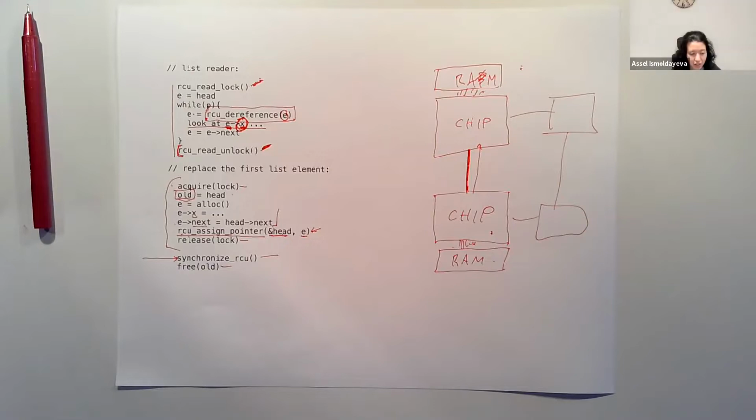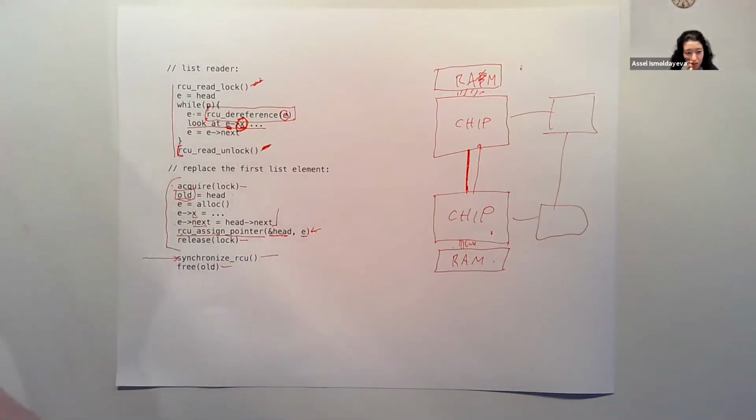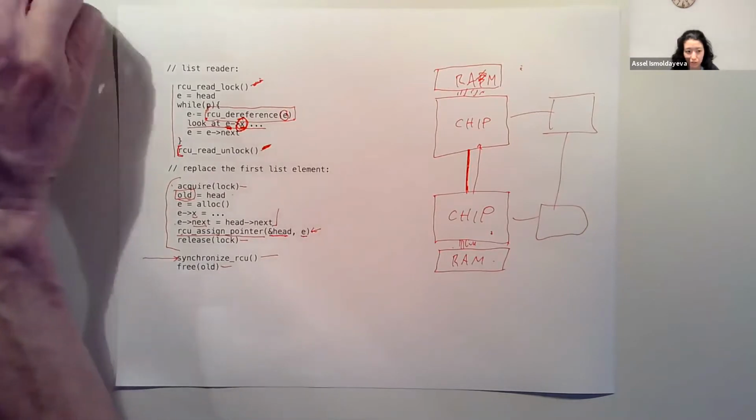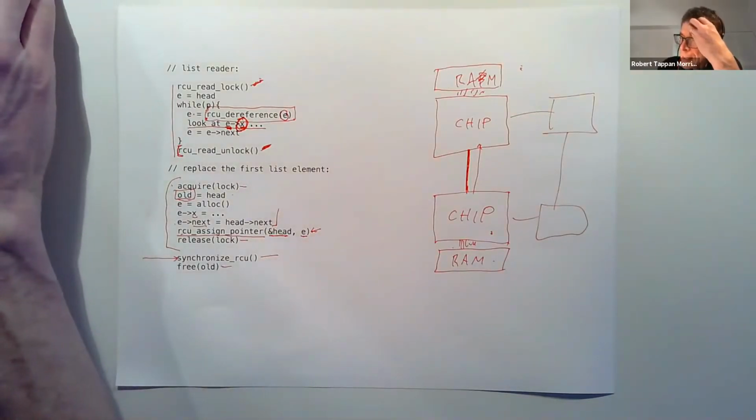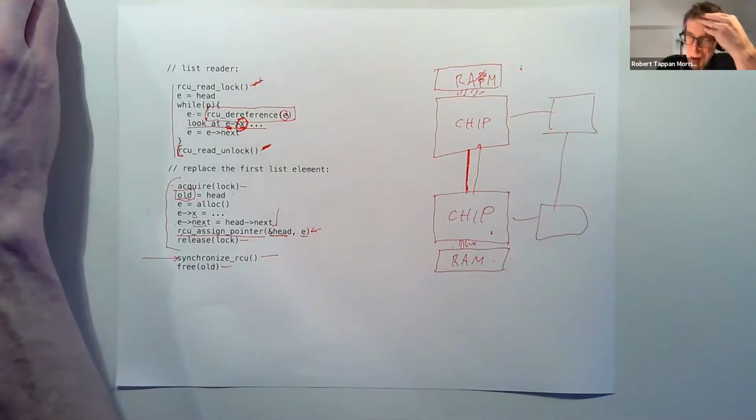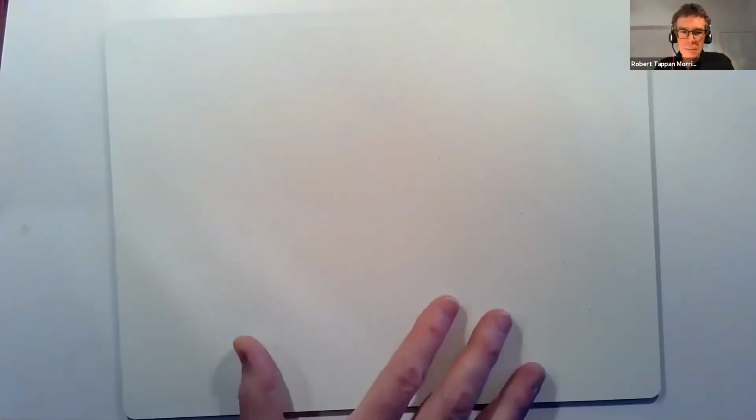Oh, sorry. Can you explain the stale data for readers? I don't understand how that can happen, because you read in your critical section and you just get whatever data is there at that point, and then you just leave.